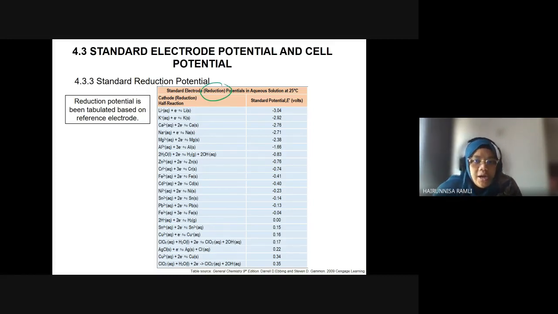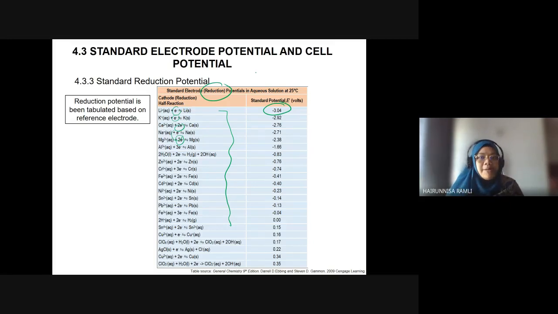Apa maksud dia? You tengok balik, you tengok semua ni. Semuanya dalam bentuk reduction. Nampak tak? Elektron semuanya dekat sebelah kiri. No matter, kita tahu lithium tu akan oxidize, tapi dia bagi dalam bentuk reduction. Okay? So, jangan pening-pening. Awak always akan dapat dalam bentuk reduction. So, always ingat now, the value yang you kena tackle. Lagi negative value tu, remember saya mention tadi, lagi negative value tu lagi mudah oxidize.